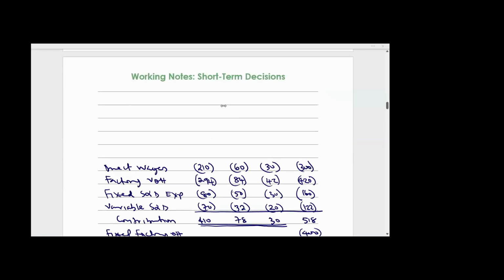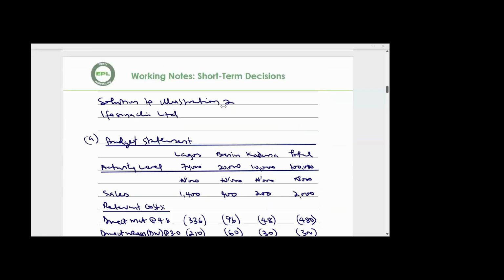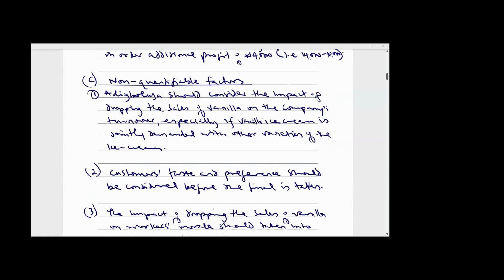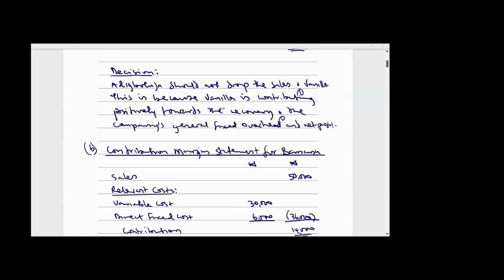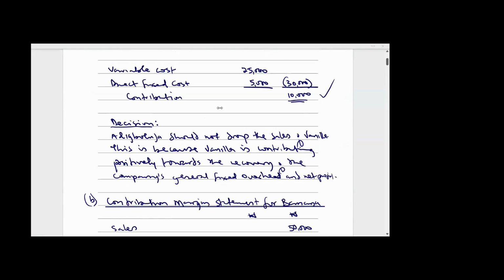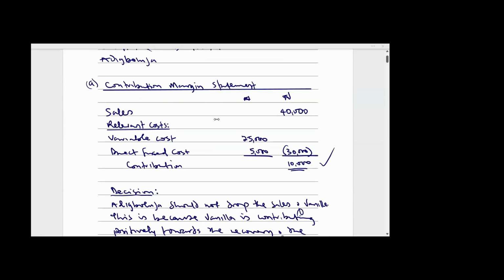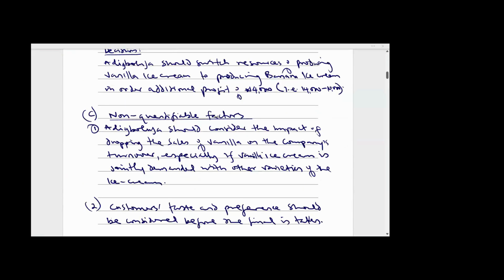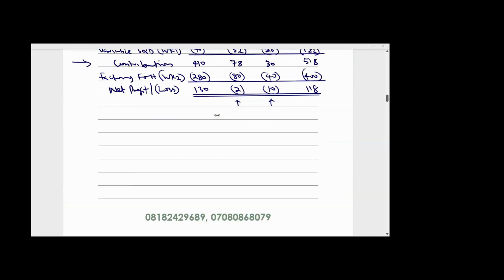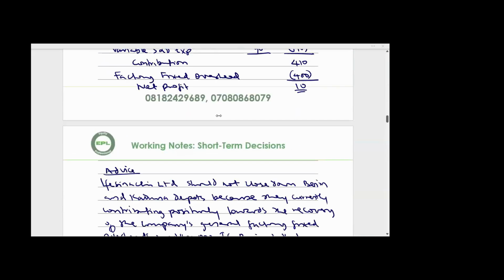Oh, I mentioned it. When I was reading it, I mentioned that the company should consider the impact of the closure decision on the company's turnover, especially where the segment is jointly demanded with the company's other products. So when you are listening to the video, you are going to get that. All right. So let's go to make or buy decisions.